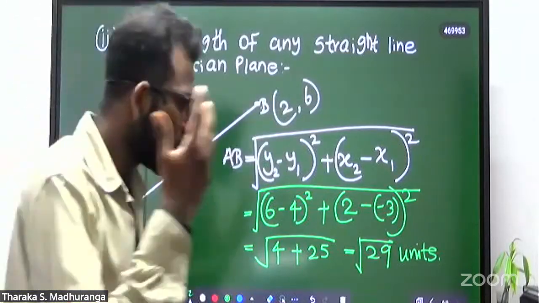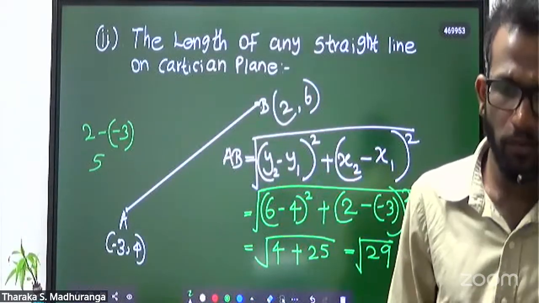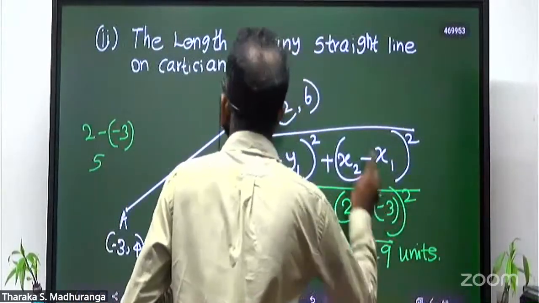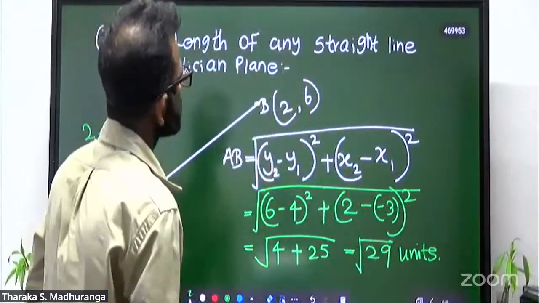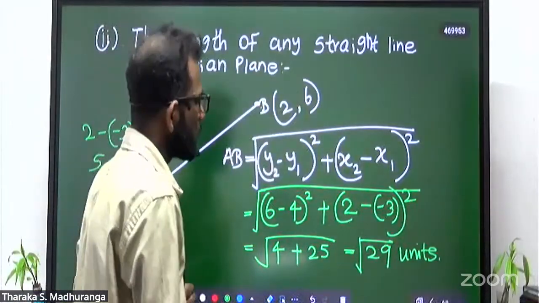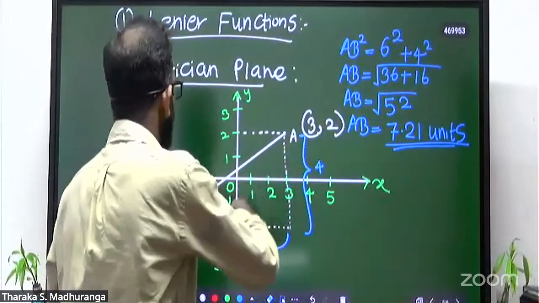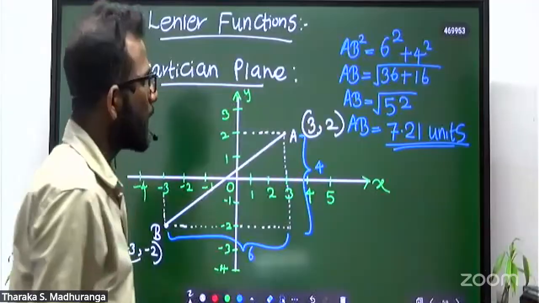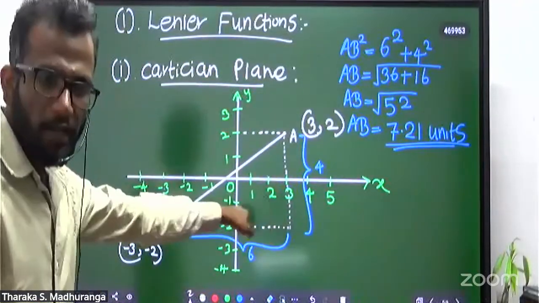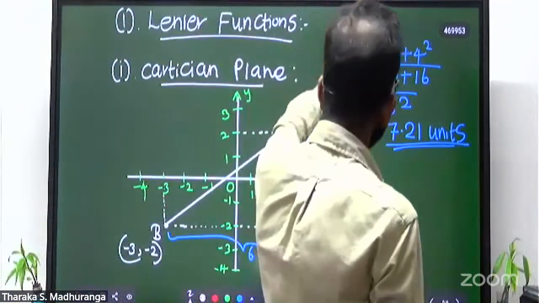Okay, we need more practice. I just asked the basic thing, did you get it or not? Okay, then write down the length of any straight line on Cartesian plane. Then draw this Cartesian plane, mark A and B, and prepare a right angle triangle. Then find the length by this method.